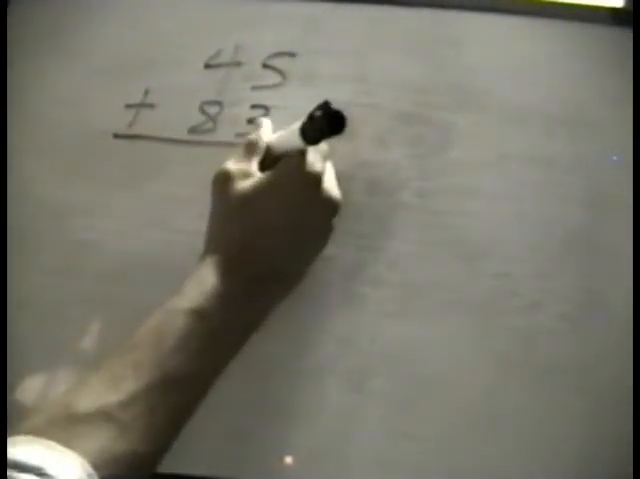45 plus 83. So 5 plus 3 is 8. The number does not go above 10, so we don't have to write it. There's nothing else to write up above it. So that's simply what it is. So 8 plus 4 is 12. Okay? 128.